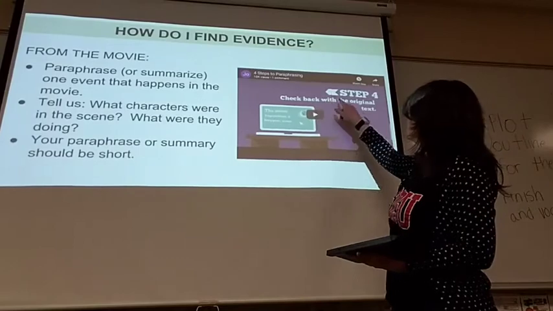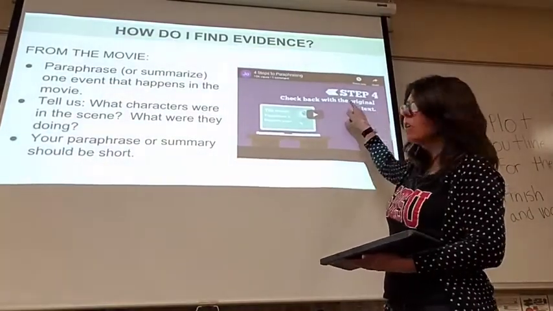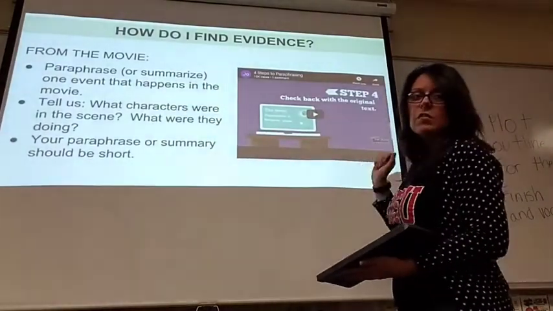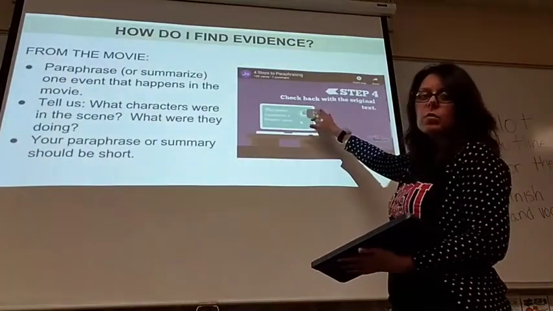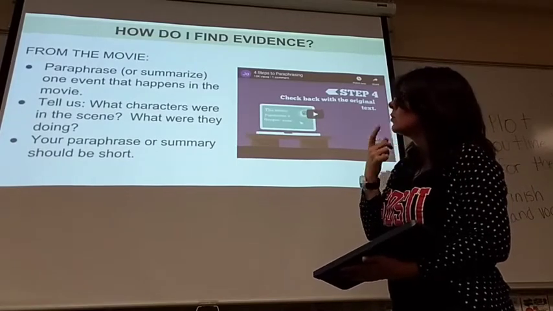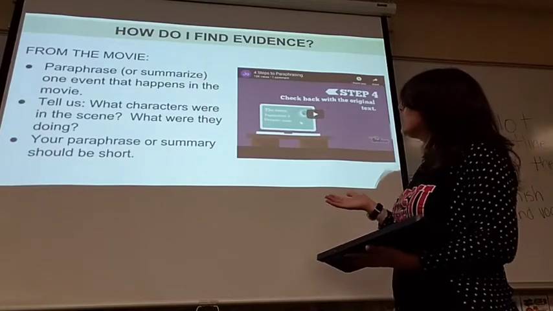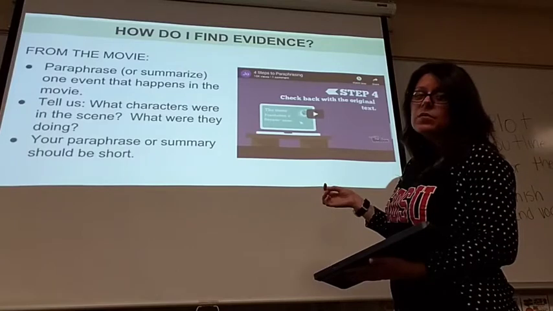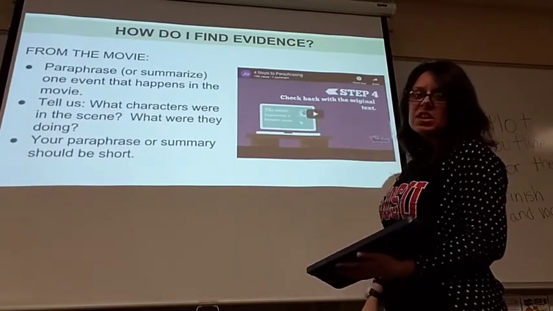When it talks about check back with the original text, well, you didn't read a text because right here you're trying to get evidence from the movie. So the text is a visual text and the visual text is a movie. So if you can't check back with the movie, just kind of think back, what do I remember from the movie? You could also see if maybe there's a clip of the movie on YouTube. Or stay after school and watch a clip with me in my class if you need to. However, this video goes over what paraphrasing is and breaks it down into steps.